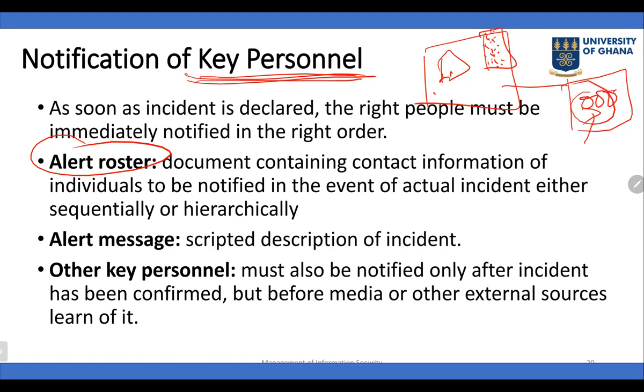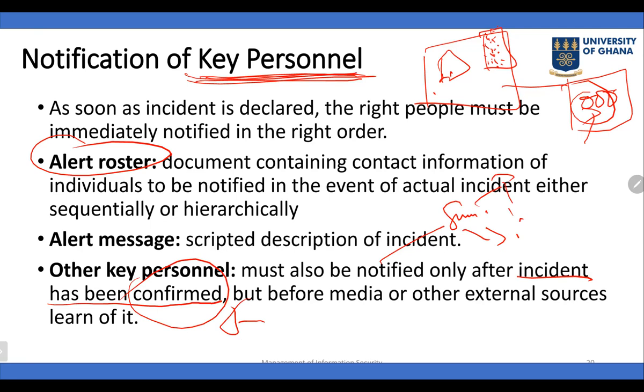Then you have other key personnel, who must also be notified only after the incident has been confirmed. Once you manage to classify this as an actual incident, other personnel must be notified, but before the media and other external sources. For instance, the senior management and the board must all be notified once it has been confirmed that it's an incident. But you need the key personnel first. You get them notified, let them attend to you, let them handle the issue.